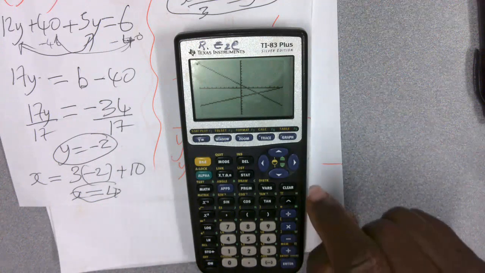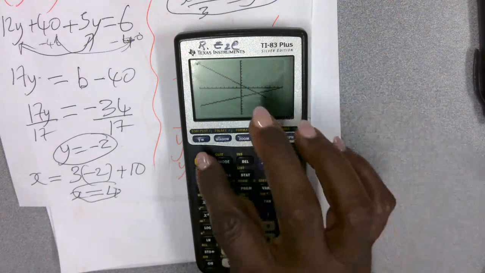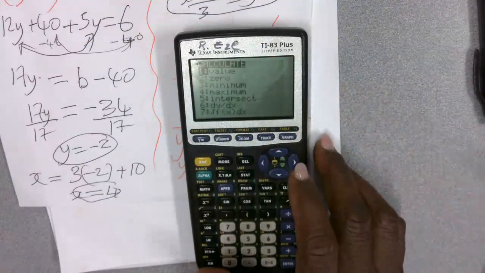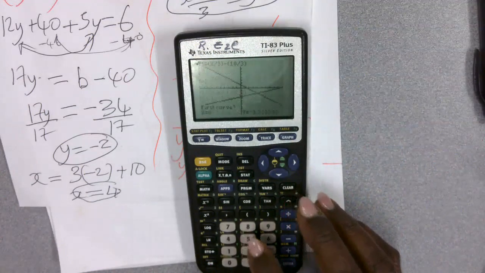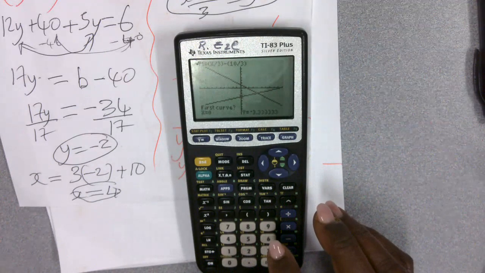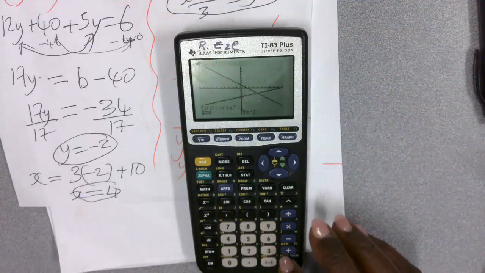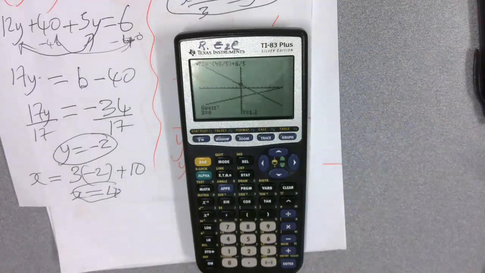So I'll go to intersection. I'll go to second calc, and I'll ask my calculator to give me intersection, number 5. It's asking me, is that the first curve? I would say yes. And it's asking me, is that the second curve? I'll say yes, because it is. It's asking me, do I guess the point of intersection? Sure, guess.